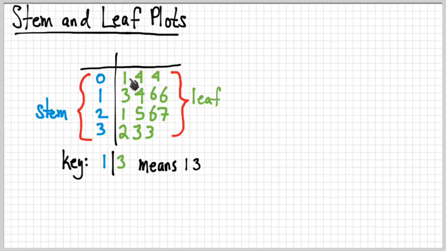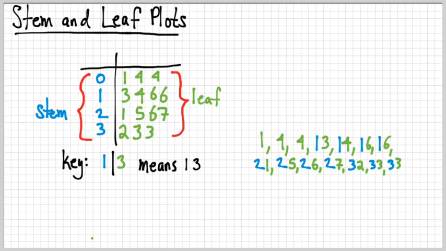So 0 and 1 would just be 1. So we have a 1. 0 and 4 is just a 4, and then we have another 4. Then we have 13, we have 14, we have two 16s. And then we get all these other ones as well: 21, 25, 26, 27, 32, 33, and 33. Those are all the numbers we have.